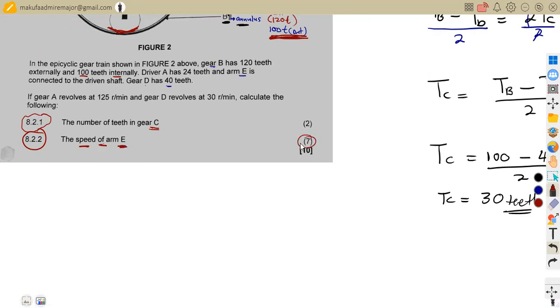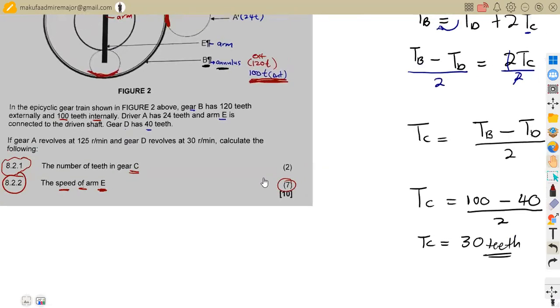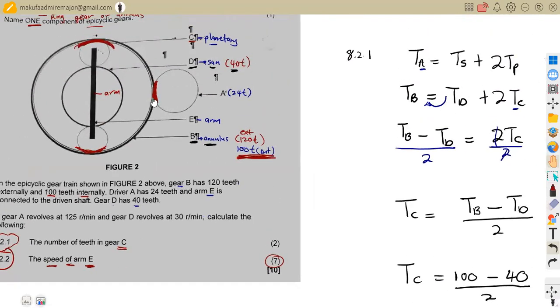Whenever you're dealing with the speed of the arm, we are supposed to consider the table. We are supposed to consider now our table. But if we take note of our table, this part here, A is not part of the table. We are dealing with epicyclic.